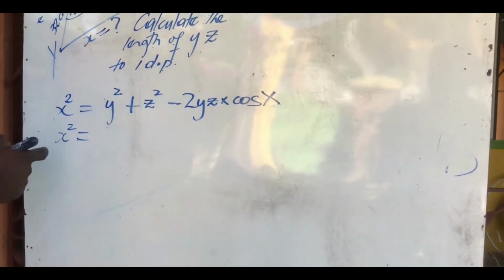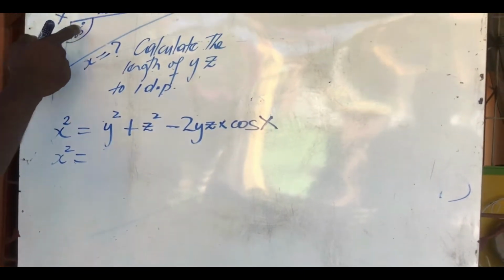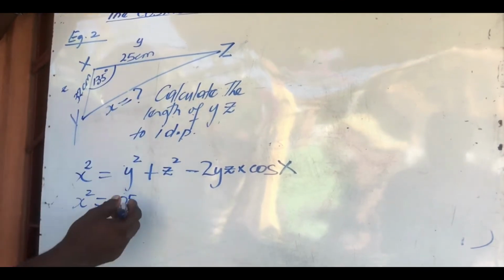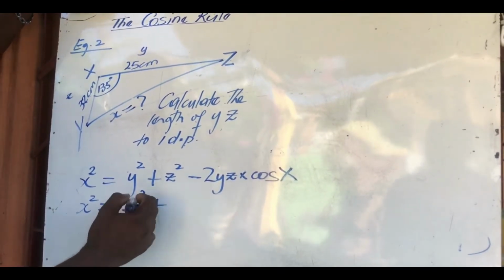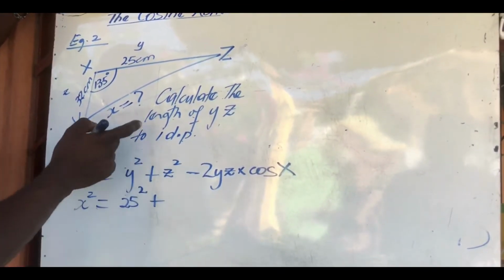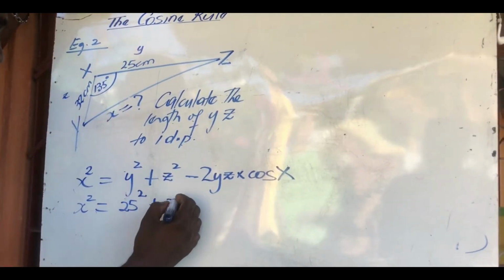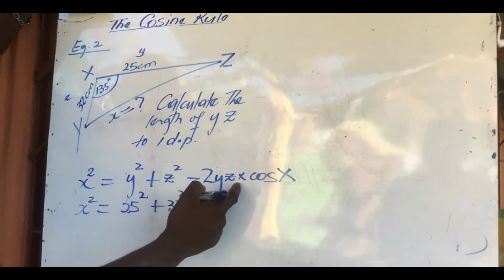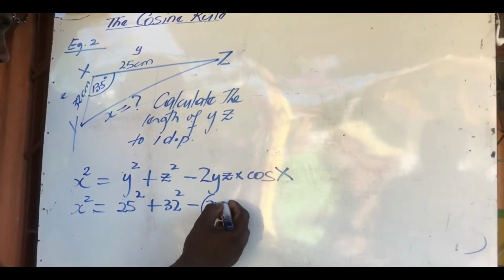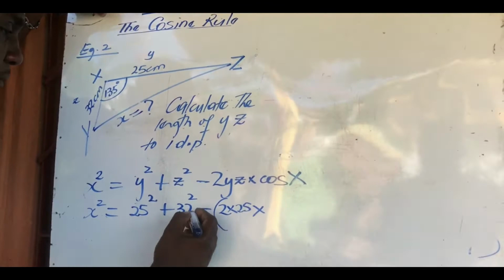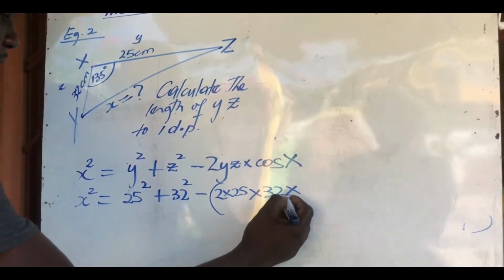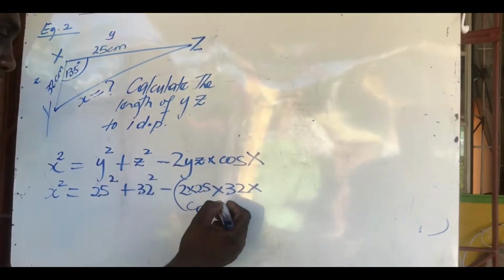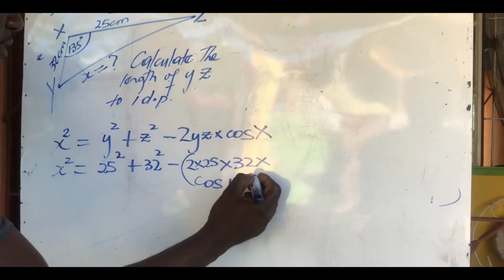Now we do the substitution. What is y? Y here is 25. So again, we can leave out the unit: 25 squared plus z, which is 32. So it is 32 squared minus, now again we put this in a pair of brackets, 2 times 25 times 32 times the cosine of x. Now this is 135 degrees.